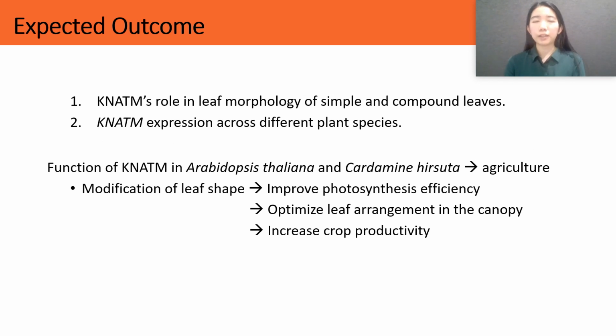And lastly, for the expected outcome, the result of this project is expected to increase our understanding of NetM's role in leaf morphology of simple and compound leaves, and our understanding of NetM's expression across different plant species. And this understanding of NetM function in both species can have a great application in agriculture. For example, for the modification of leaf shape that can improve photosynthesis efficiency and optimize the leaf arrangement in the canopy, resulting in increased crop productivity.